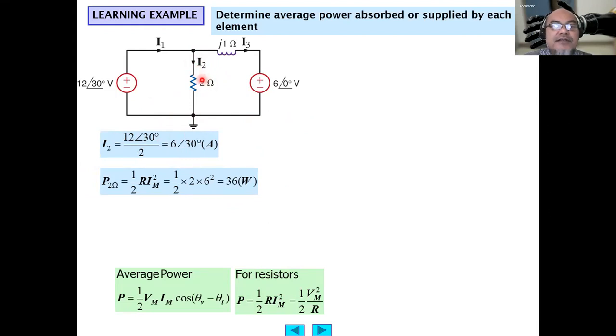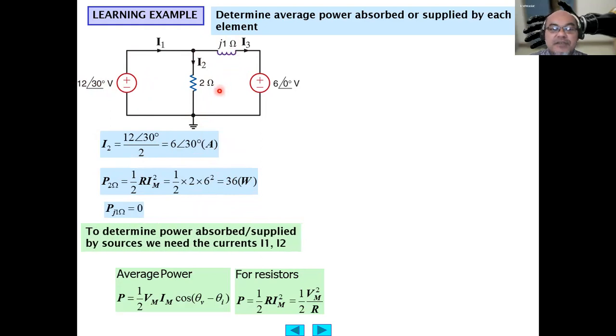The I2 here we can calculate using Ohm's law. Voltage at this node equals 12 volt with a phase angle of 30 degrees divided by 2 ohm, which equals 6 ampere with phase angle of 30 degrees. So the power absorbed by this 2 ohm resistor equals 36 watt. Then the power absorbed by the inductor is 0. The average power absorbed by the inductor equals 0.